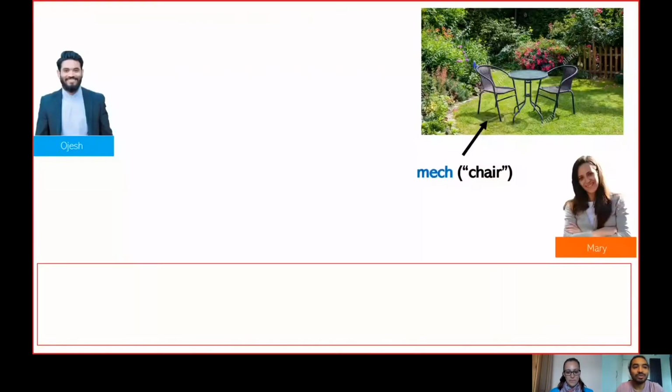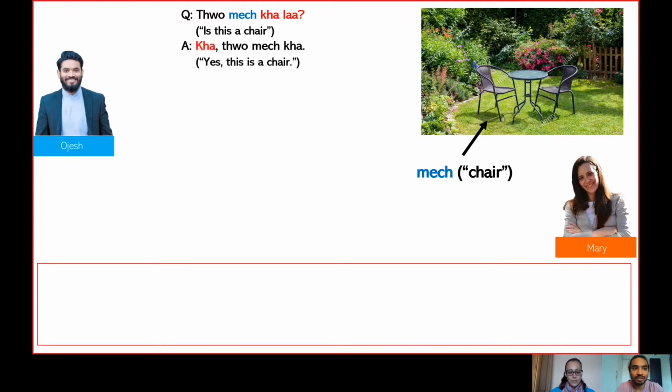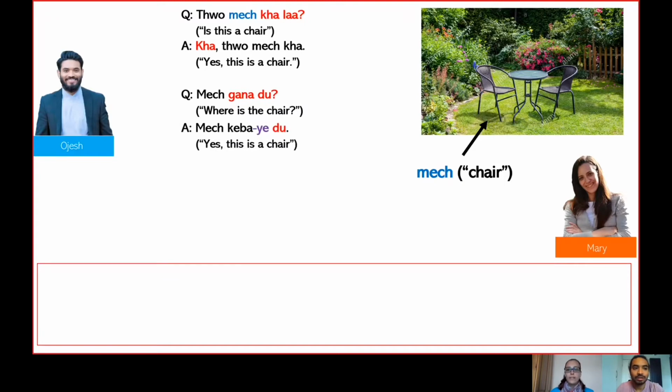Alright, based on what we learned in lesson 7, please look at the picture and try to answer my question. To meets kola. Is this a chair? Ka, to met ka. Yes, this is a chair. Meets gonna do. Where is the chair? Met, kebaedu. The chair is in the garden.